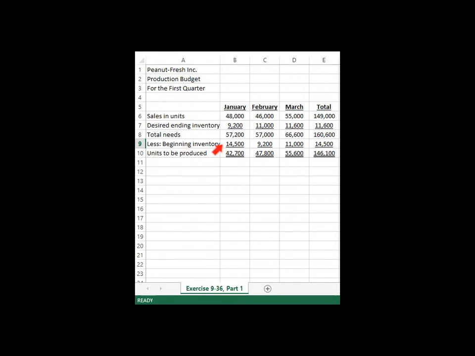Subtracted the beginning inventory, which is given, and for the beginning of the year, it's also equal to the end of the year or the total when doing quarterly statements, in this case for the first quarter. Notice how the beginning inventory right here is last month's desired ending, and units to be produced is equal to the sales in units plus desired ending inventory less beginning inventory. Next, I'll create a direct materials purchases budget.